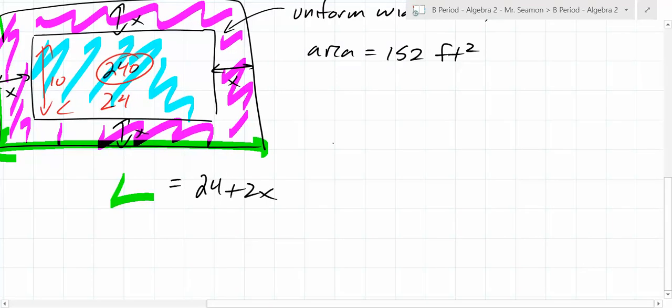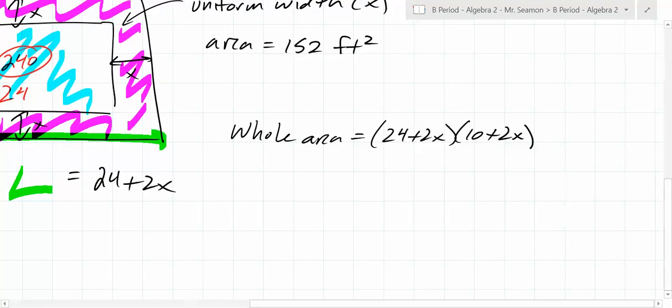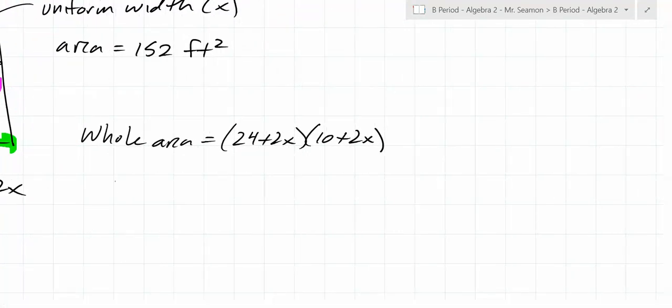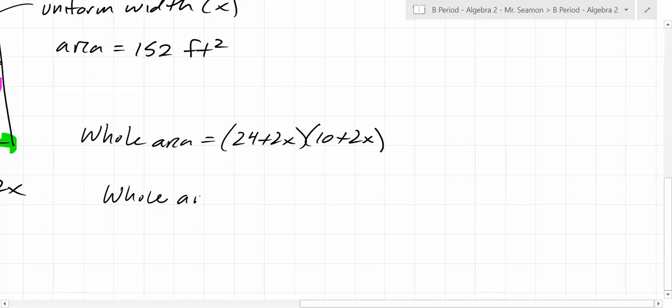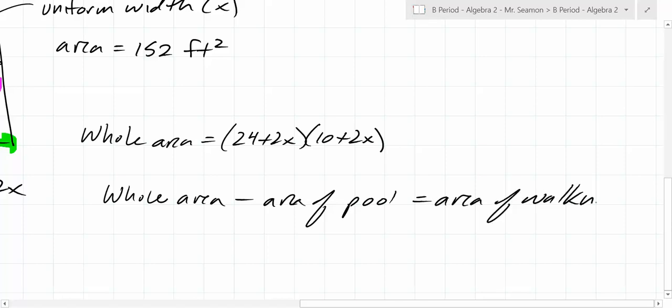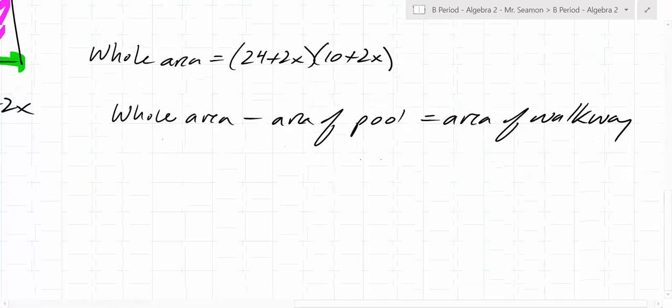So what's the area of the whole thing? The whole area, not just the walkway, but the walkway and the pool. The whole area is what? 24 plus 2x times 10 plus 2x. But is that what we have the area of? No, we have the area of just the walkway. What do we have to take away from the whole area? Minus 240. We know that the whole area minus the area of the pool equals the area of the walkway. Does that make sense, everybody? You have the big thing, you take away the center, what's the only thing that's left? The walkway.